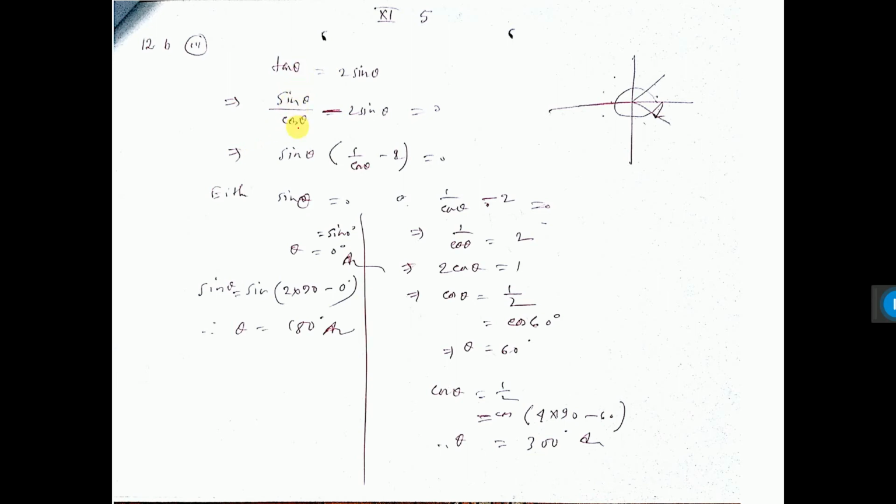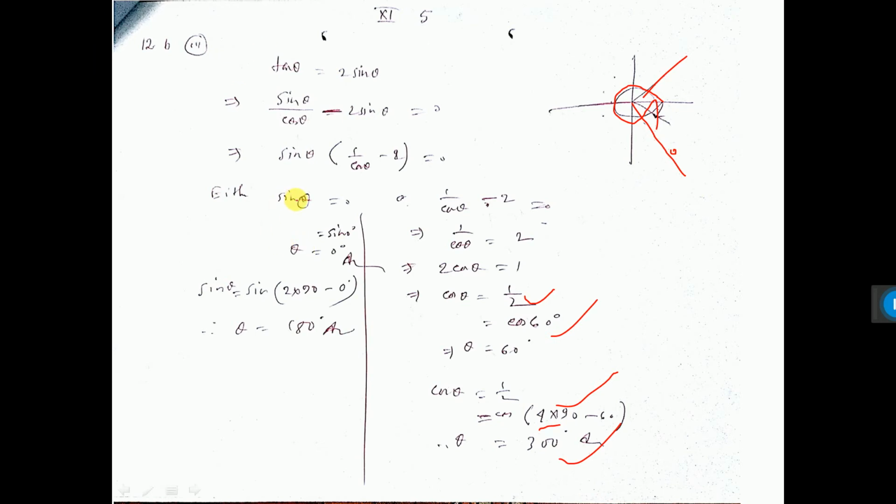Next, tan theta equal to sin theta by cos theta. 2 sin theta equal to 0. Take sin theta common. Then do either or. Either this equal to 0 or this equal to 0. Now here take the 2 to the right side, then do cross multiplication. Cos theta equal to half. Cos theta equal to half means cos 60 degree. First quadrant done. In all sin tan cos, cos is positive here also. So how to go to the fourth quadrant? 1 into 90, 2 into 90, 3 into 90, 4 into 90 minus theta. That way also you can go. So I did here 4 into 90 minus theta. So theta equal to 360 minus 60, that is 300.